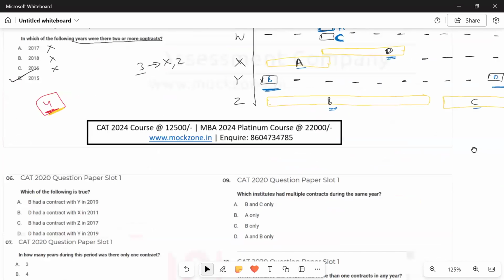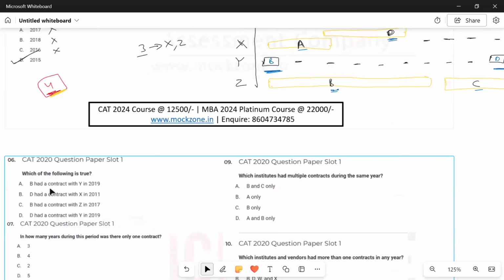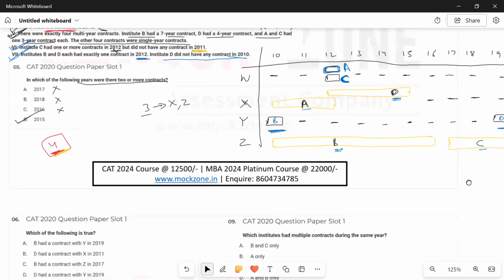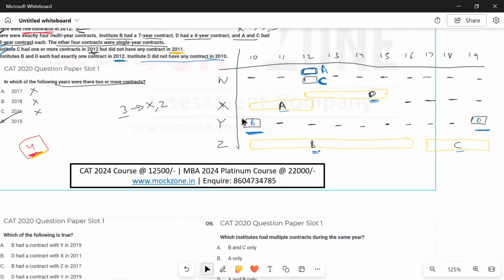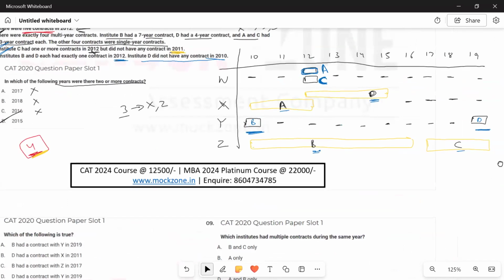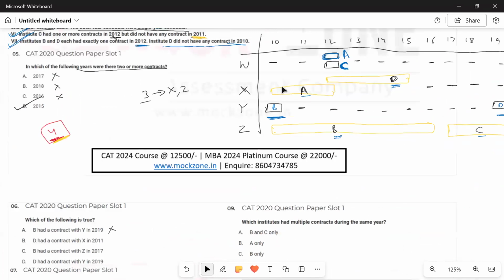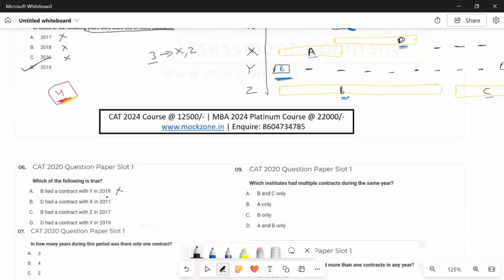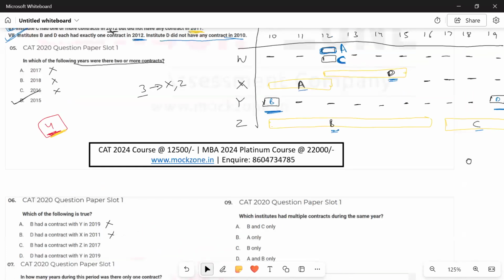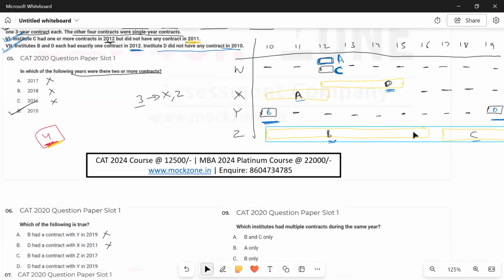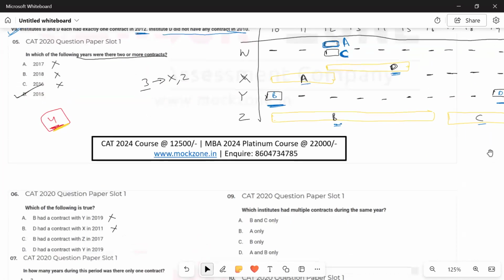Next question says, which of the following is true? B had a contract with Y in 2019. No, it had a contract with Y in 2010. So this is false. D had a contract with X in 2011. No, A had a contract with X in 2011. So this is also not true. B had a contract with Z in 2017. No, it had a contract with Z only till 2016. So this is also not true.